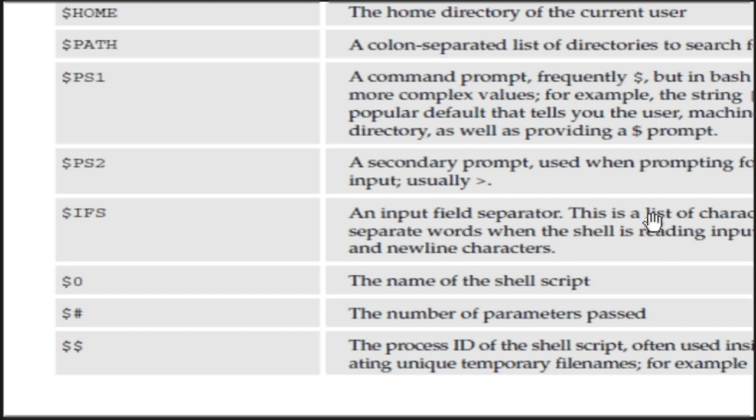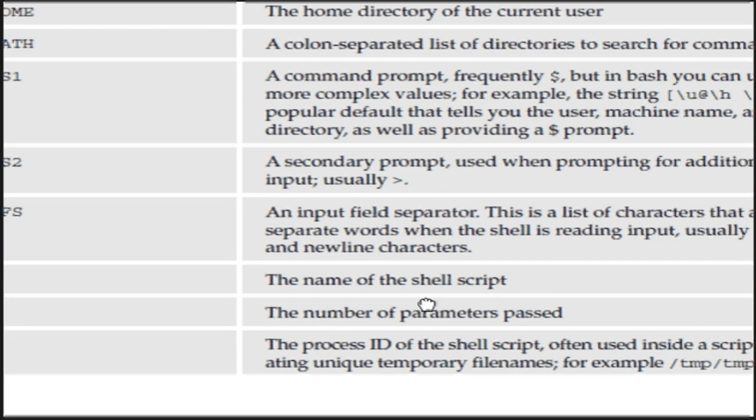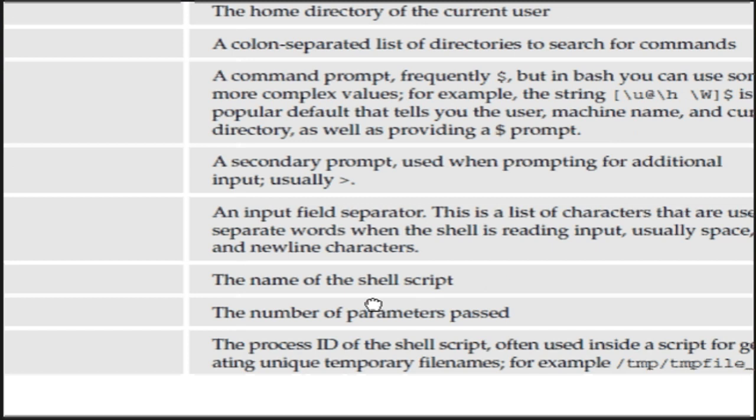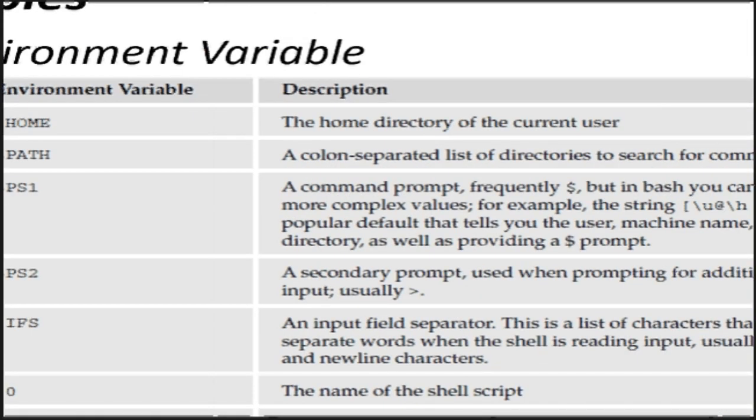And also we have $0, which is the name of the shell script, $# and $$, where $# represents the number of parameters passed, and $$ represents the process ID of the shell script, often used inside a script for generating unique temporary file names. If you want to generate a temporary file name, then I have to use $$.